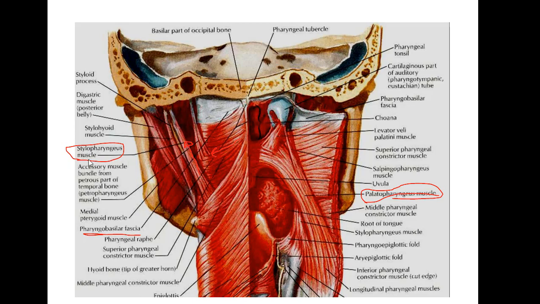The pharynx starts at the base of the skull. This is the base of the skull, the foramen magnum. So it starts from the base of the skull and it ends at the lower border of C6, which is where the esophagus begins. We will talk about the esophagus in the next slides. So from the base of the skull to the lower border of C6 or cricoid cartilage.